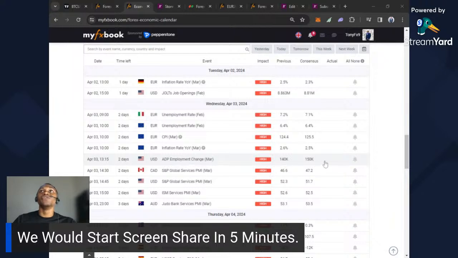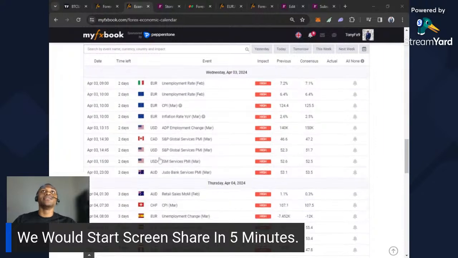If you see a figure higher than 150k, it is good for USD, but a figure lower than 150k, it is bad for the USD. Then Canadian Global Service PMI. So if you see a figure higher than 47.2, it is good for CAD, but a figure lower than 47.2, it is bad for CAD.